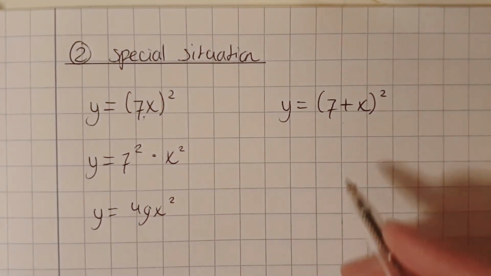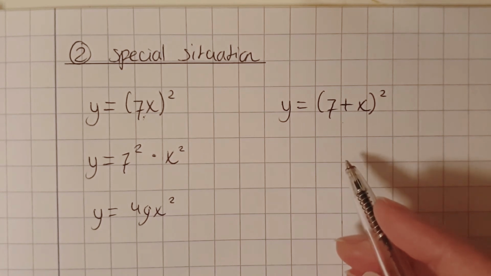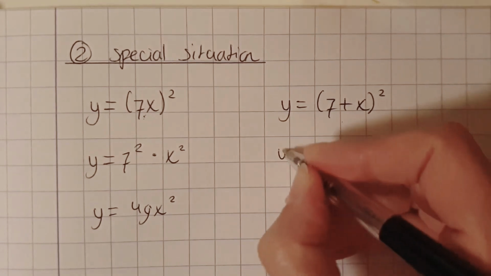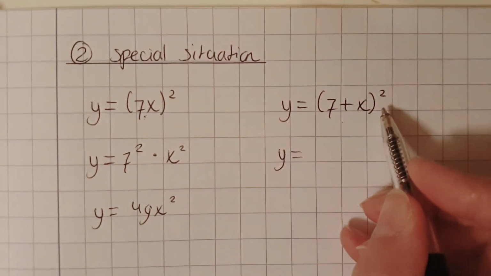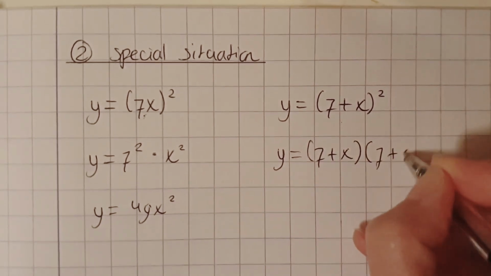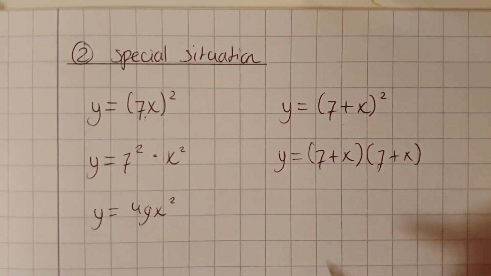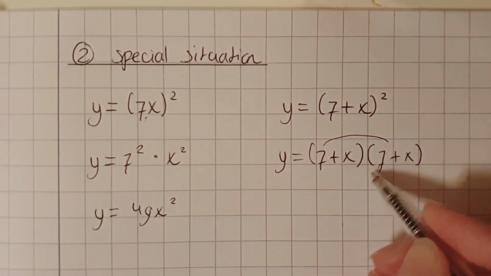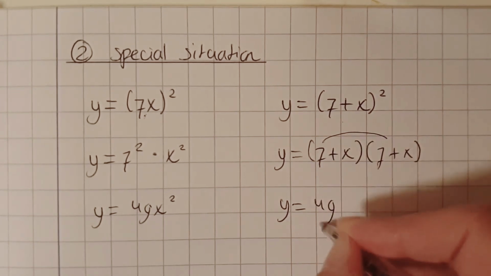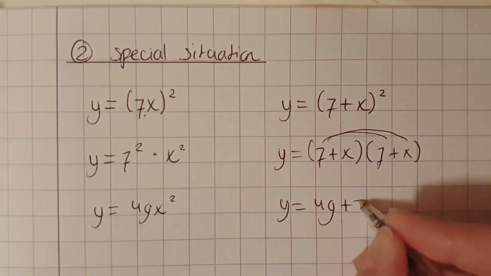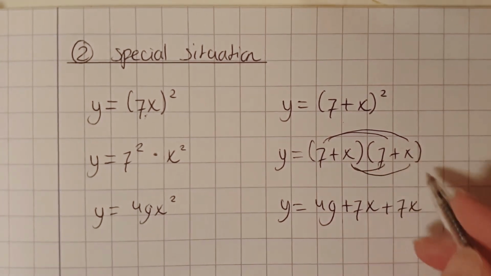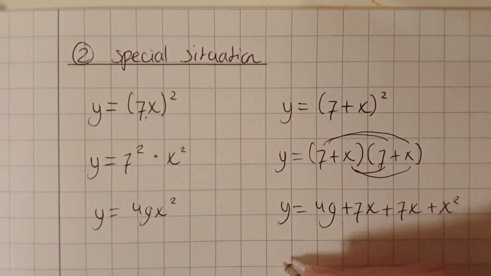Done. We have had this already last year, in year 2. You know this, of course. When you see this, you have to write down the brackets 2 times. So that's (7 plus x), and again (7 plus x). Remember? And then we're going to do this times this, this times this, this times this, this times this. Okay, let's do it. 7 times 7 is 49. 7 times x is 7x. x times 7 is 7x. And x times x is x squared.